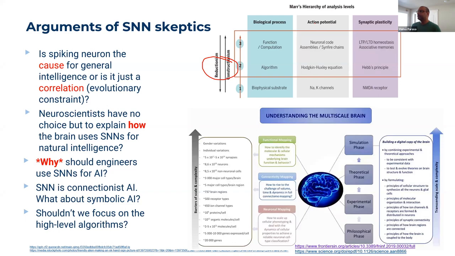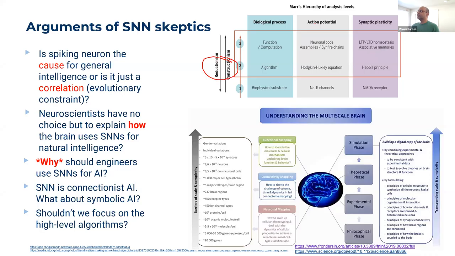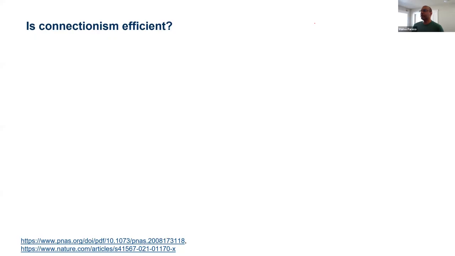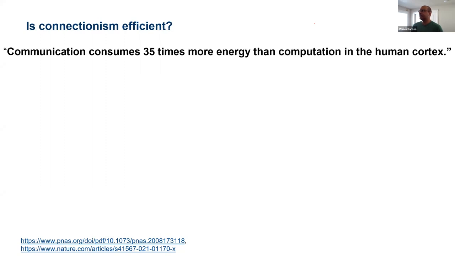So this is the top-down reductionist versus the bottom-up constructionist approach. This is the conflict between these two. That is the main focus of my talk. And even if we talk about the energy efficiency of the brain, people say the brain is really energy efficient.